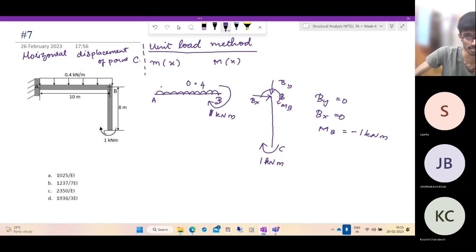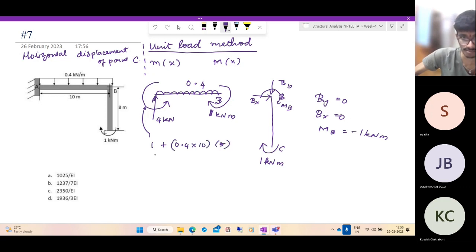Now finding the support reaction is not very difficult. What is the total vertical force? It is 0.4 into 10. So the support reaction is 4 kilonewtons. And what is the moment that comes here? It is 1, okay, so that will be hogging, of course. What will this moment be equal to? It will be 1 plus 0.4 into 10 is the total force. And where does that act? It acts at 5. So 40 into 5, it is 21.